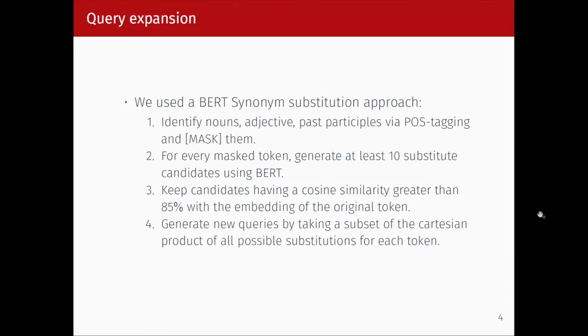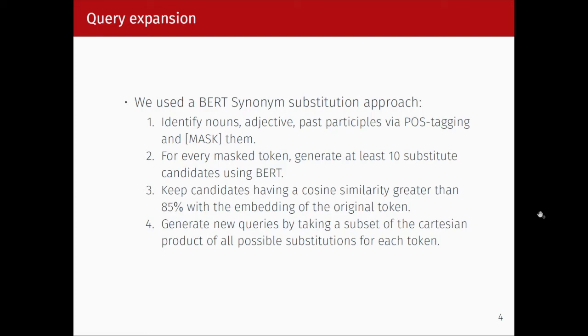For query expansion, we used a BERT synonym substitution approach. By using part-of-speech tagging, we identify nouns, adjectives, and past participles in the query and replace these tokens with BERT's special mask token. For each of them, we then generated at least 10 substitute candidates using BERT, and we kept those having a cosine similarity of at least 85% with respect to the embedding of the original token.